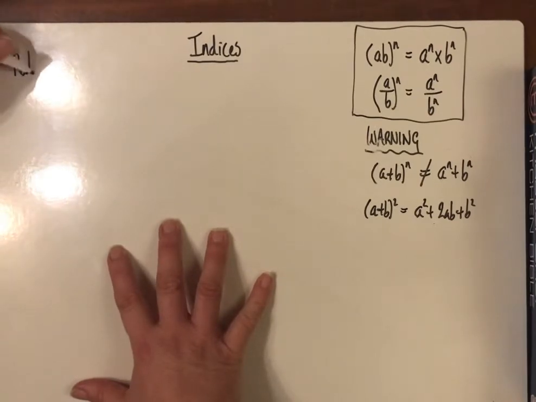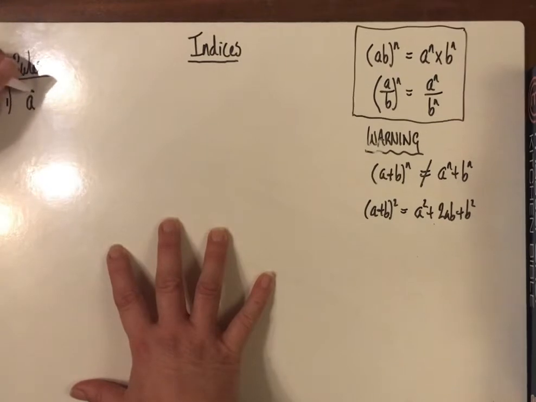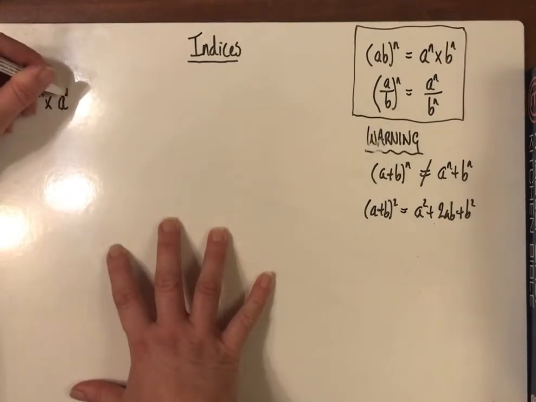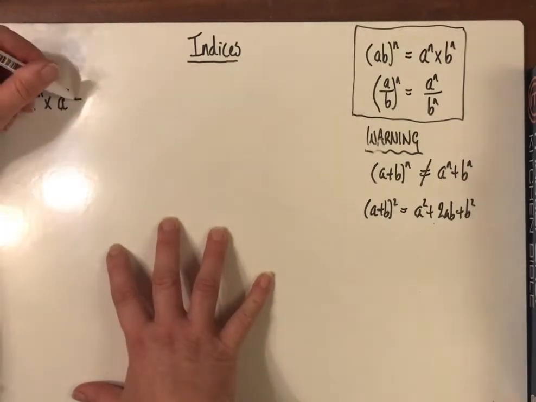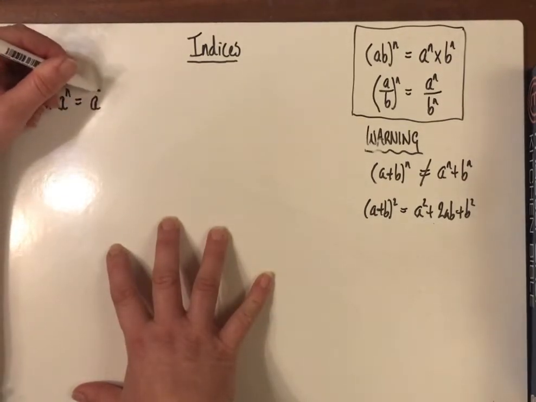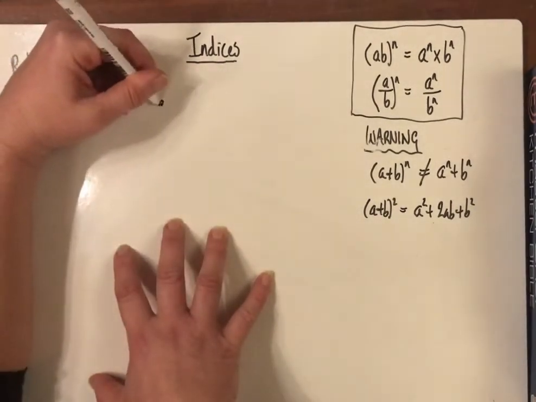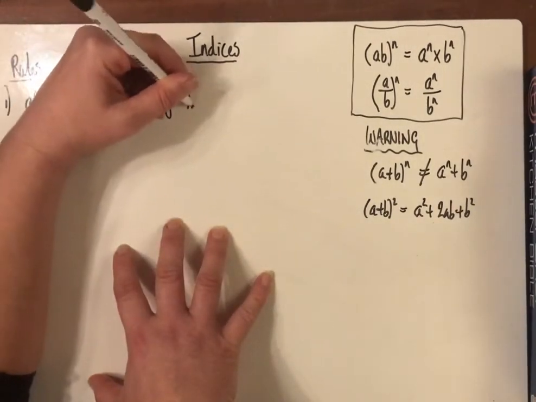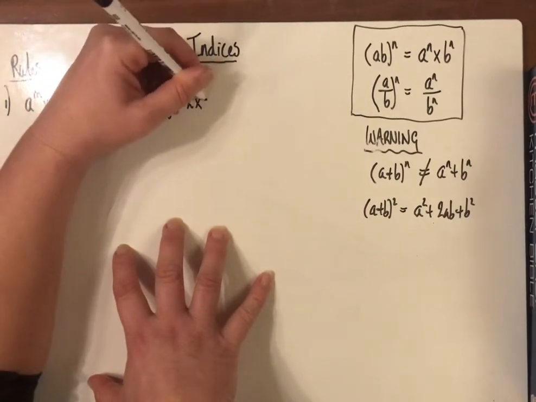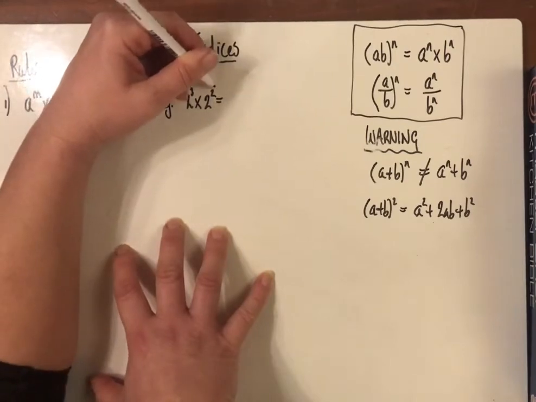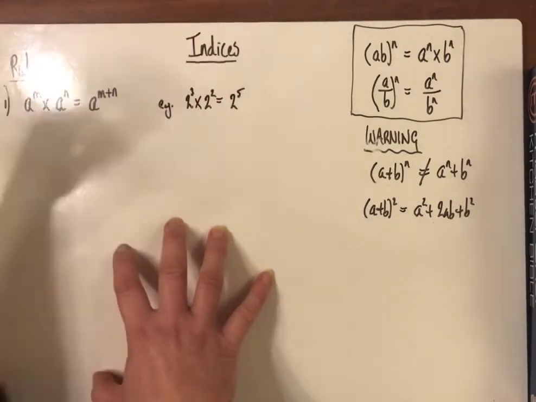some of these you'll be quite familiar with. So first one, if the base is the same, so you've got base a power m times a to the n, then you add the powers. So e.g. 2 cubed times 2 squared is 2 times 2 times 2 times 2 times 2, so you end up with 2 to the power 5.